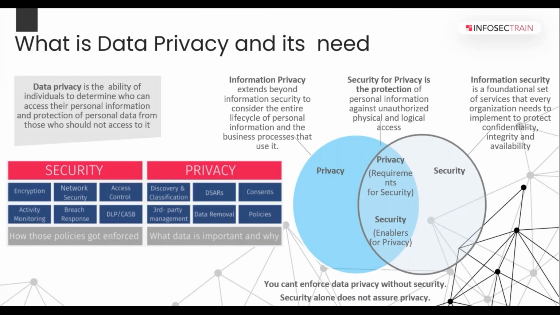So what is data privacy? For folks who are tuning in, maybe who are very new to data privacy, or who want to really understand what this particular field is, I'll start with a very basic definition. Data privacy is the ability of individuals to determine who can access their personal information, and protection of personal data from those who should not access it. It's a very simple definition, and it's very important for you to understand where it all started.